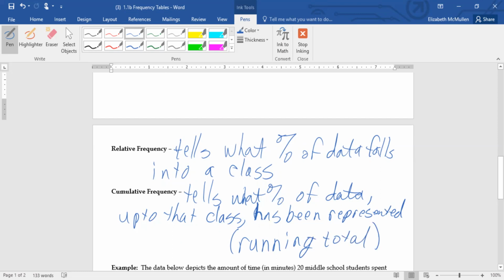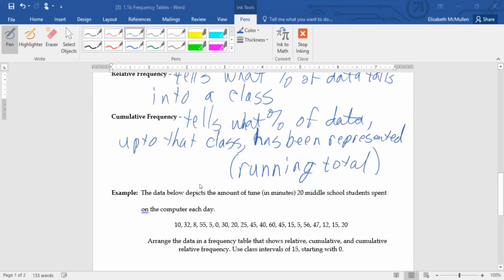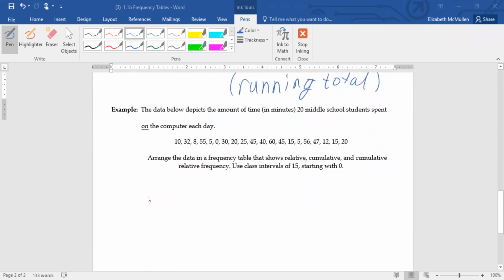All right, so let's look at our example down here. The data below depicts the amount of time in minutes 20 middle school students spent on the computer each day. Some of them are not spending very much time at all. Some of them are spending only an hour. Y'all are spending way more time on the computer because of virtual learning than they are. All right, arrange the data in a frequency table that shows relative frequency and cumulative frequency.